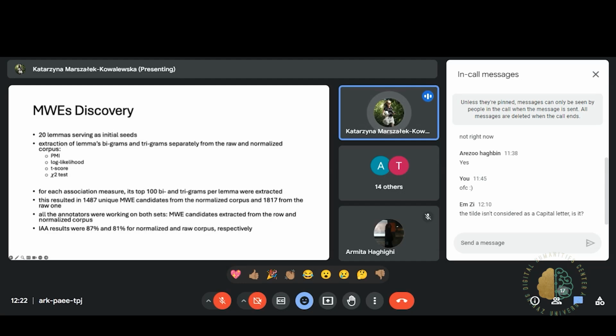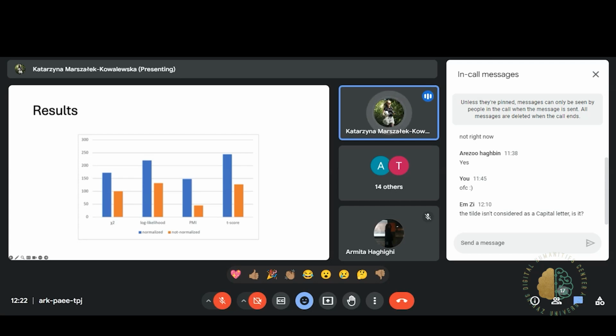The annotator agreement results were 87 and 81 for normalized and raw corpus respectively. And now to see the results. So the main objective of the study was to evaluate the impact of text normalization on multi-word expression discovery task in Persian. After evaluating the candidates, the number of true multi-word expressions in a normalized corpus was 389 and only 154 in the raw corpus.